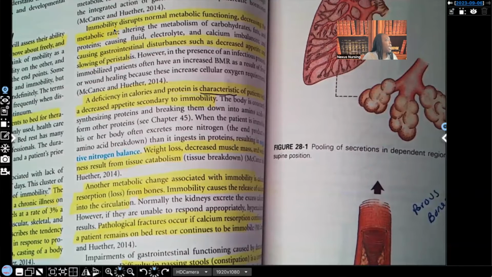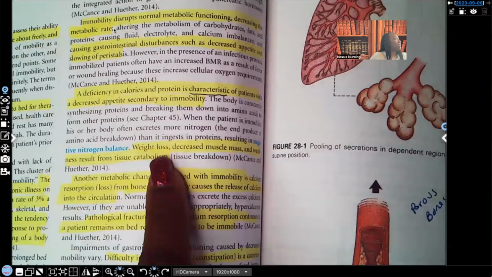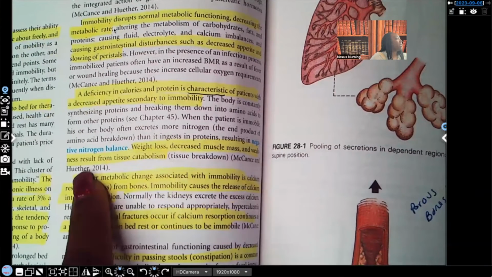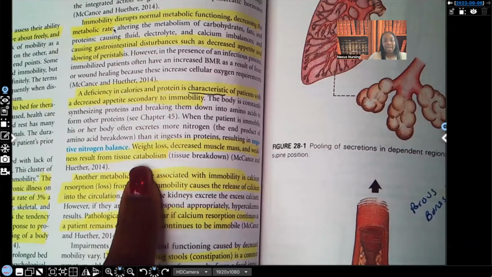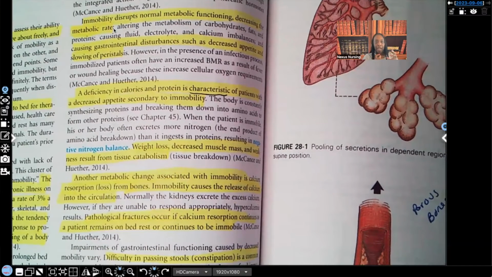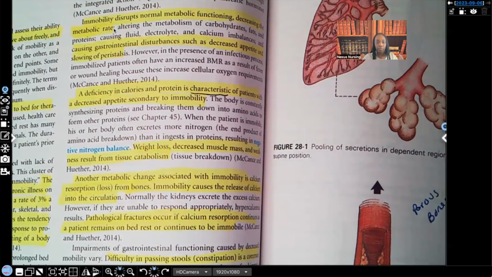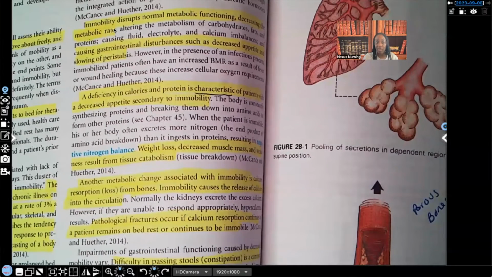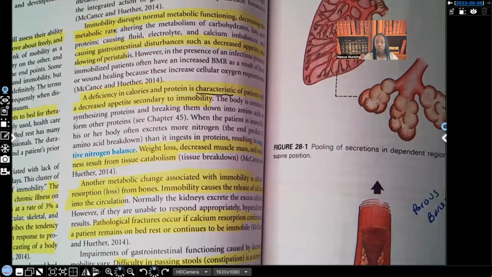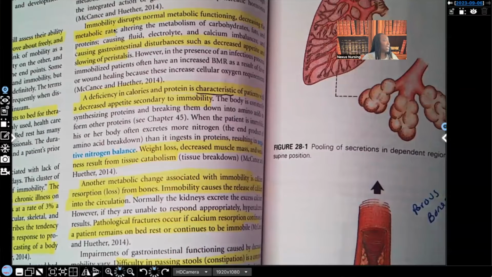Let's keep going. It says right here, weight loss, decreased muscle mass, and weakness results from tissue catabolism, also known as breakdown. So when you see that word catabolism, that means to break down. Patients losing weight. Remember, they're not eating. They're not getting enough calories. They're not getting enough nutrients. They're not getting enough minerals because they're not drinking as well, right? They're not getting enough protein. They're losing weight. They're having decreased muscle mass. They're having weakness. All of this results from the tissue breakdown. Let's keep going.